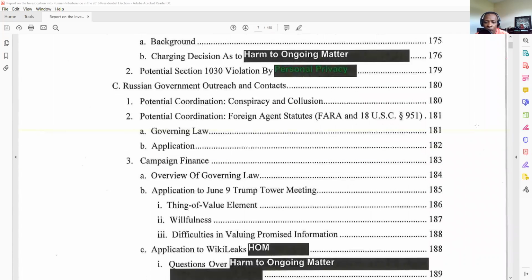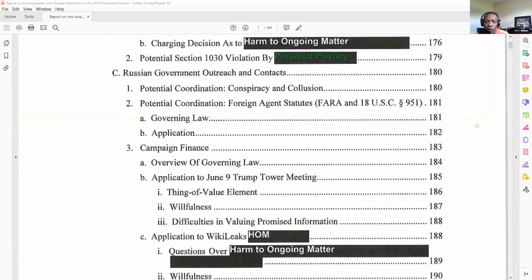Russian government outreach and contacts, page 180. Within that, you have A, potential coordination, conspiracy and collusion. 2, potential coordination, foreign agent statutes, FARA and 18 U.S.C. section 951. Governing laws can be found on page 181.